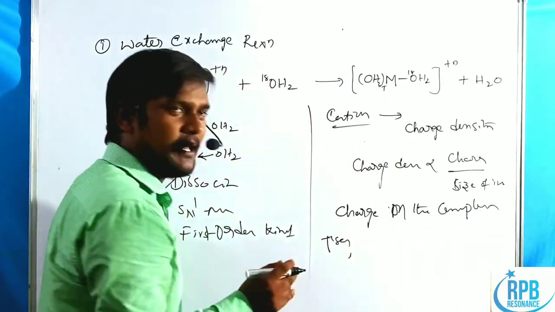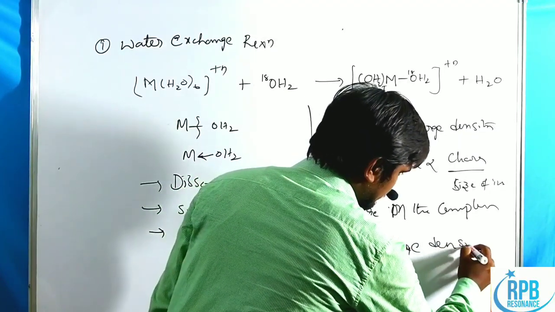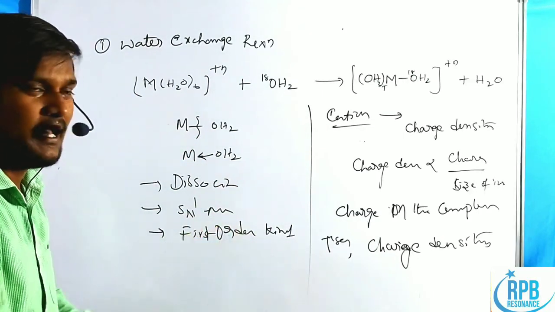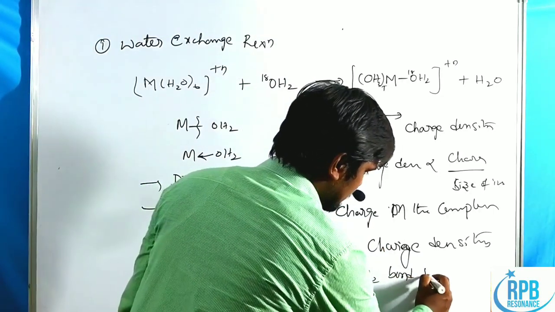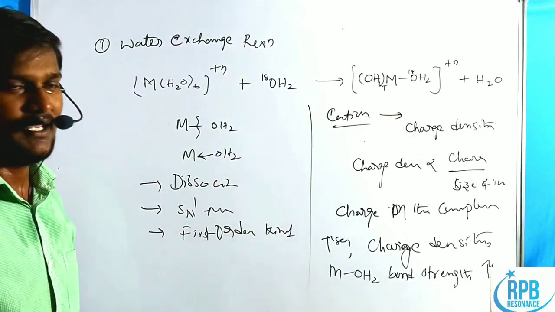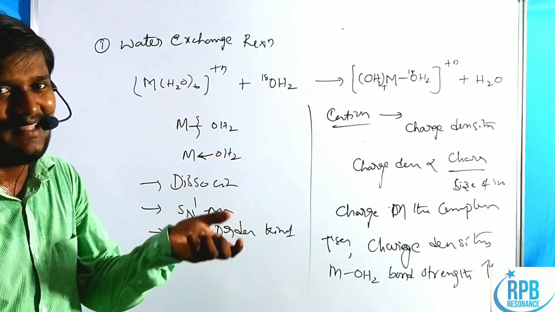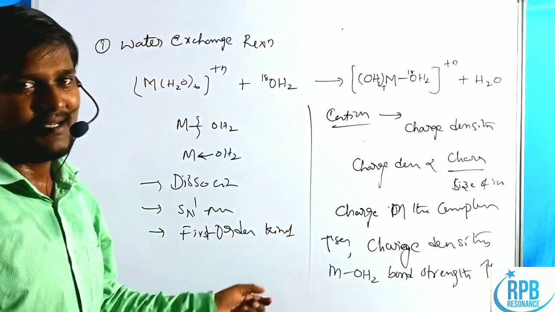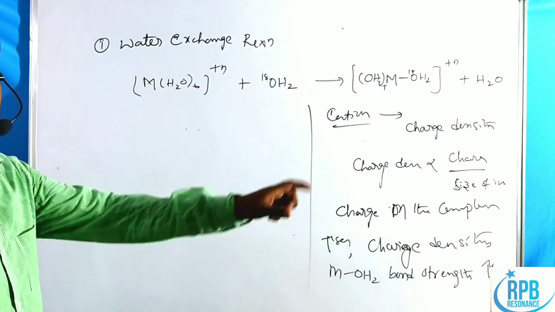Now if the charge on the complex increases, charge density increases. If charge density increases, the metal-water bond strength increases, so those reactions are very difficult for water exchange. Whenever the metal-water bond length is more and the bond strength is less, those reactions favor water exchange.